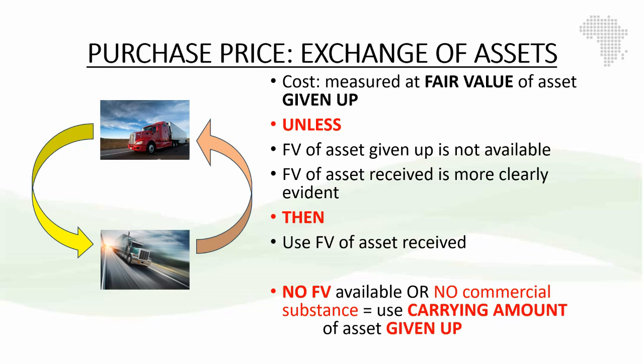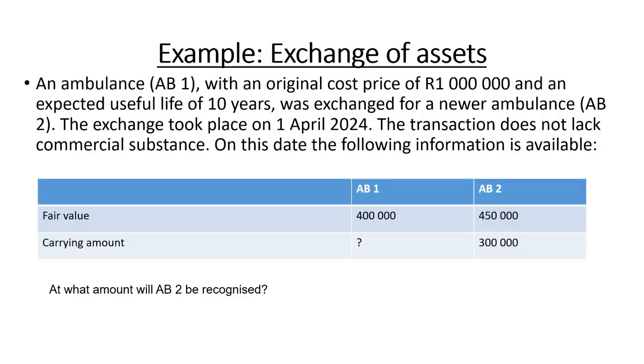If I don't have commercial substance or there's no fair values, I'm using the carrying amount of the asset given up. You will have the information in your question to be able to calculate that value. Okay, so that is with the exchange of assets. Just remember: are fair values available, and does it have commercial substance? Your question should have enough information to guide you to determine whether there is commercial substance or not.